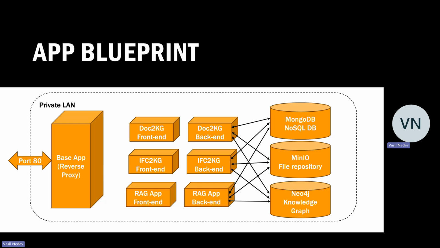And all the backend containers will access common data sources. MongoDB will be used for some metadata. MinIO will be used for a file repository, whether it is documentation or models. And the main bit is the Neo4j knowledge graph database to create the knowledge graph. So this is in essence the heart of the whole system.